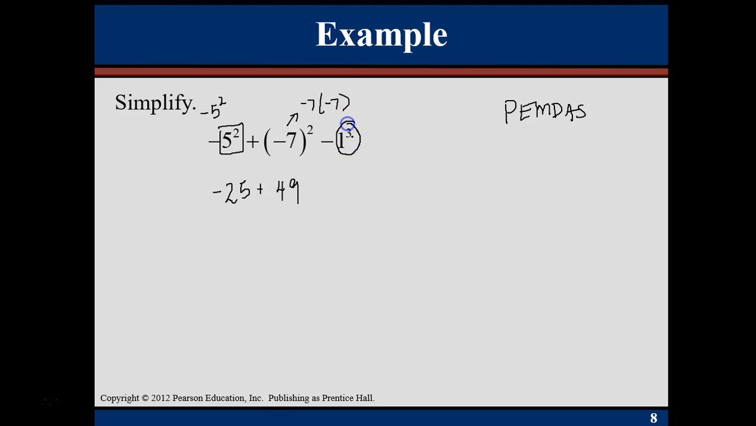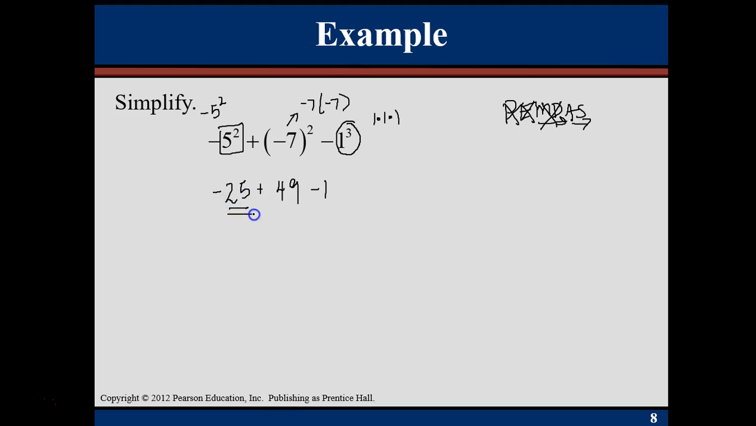A positive 1 cubed, so 1 times 1 times 1 is 1. I didn't have parentheses and exponents are done. I really don't have multiplication and division. I had the multiplication with the exponents. So now I could just add and subtract.